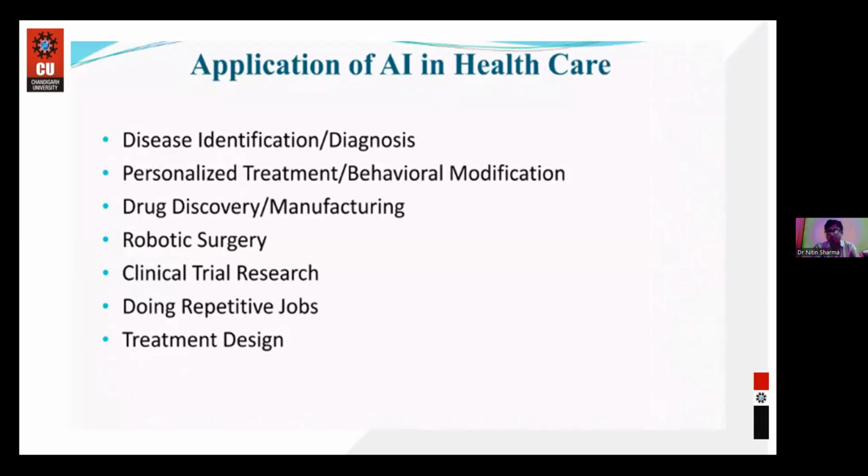Application of AI in healthcare. This is the theme. In disease identification and diagnosis, one application. Another one is personalizing the treatment and behavioral modification. Third one, drug discovery and manufacturing. Fourth one, robotic surgery. Fifth one, clinical trial research. Next is doing repetitive jobs and treatment design. Although there's no limit, I limited it in this lecture. I kept these 7, and we talk about these 7 applications of AI.